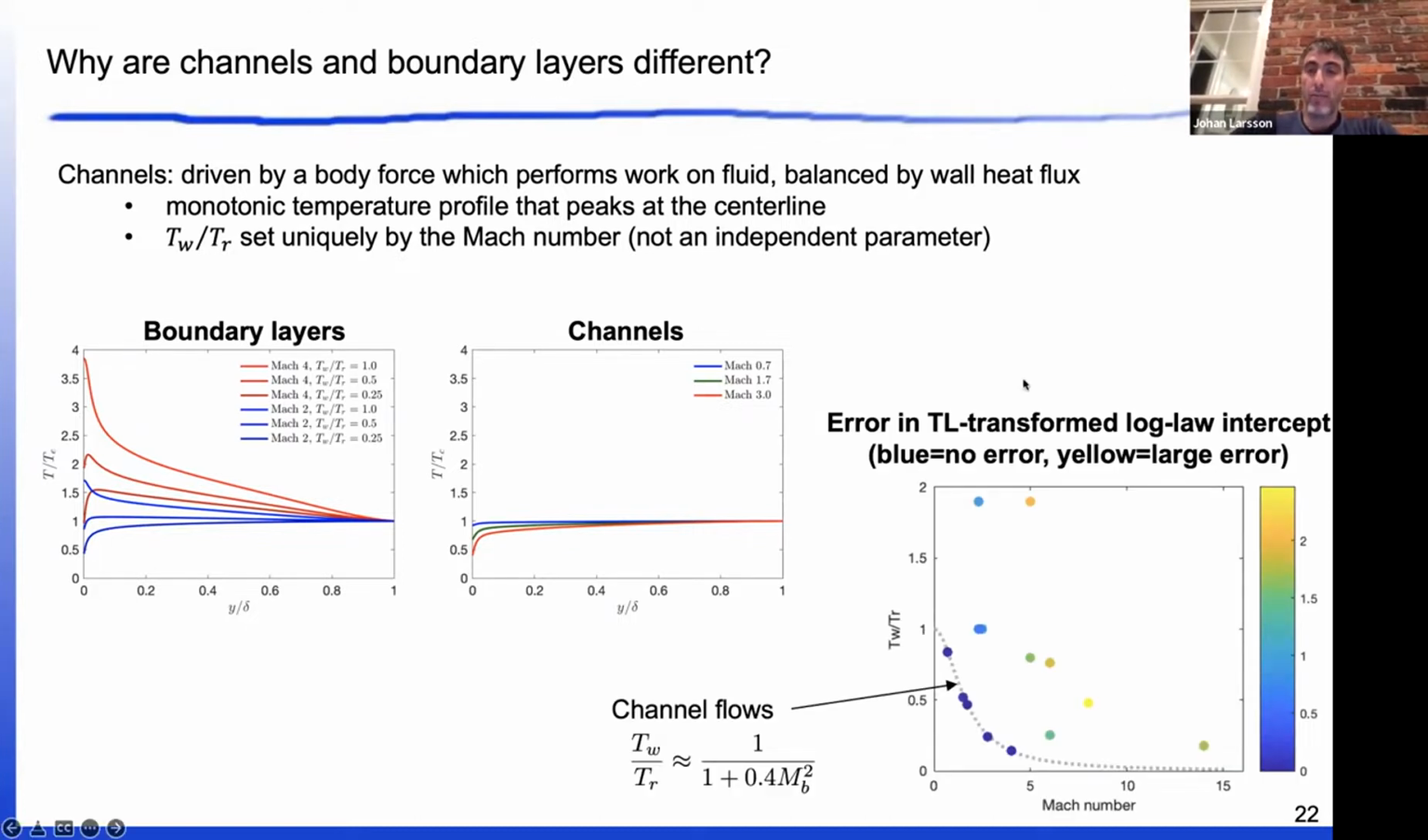And in fact, if we plot the error in the log law intercept after applying the transformation, the way to look at this is that the dark blue symbols mean that the transformation works perfectly, and the yellow means that there's a quite large error in the log law intercept. If we do this in a Mach number wall temperature parametric space, it turns out channel flows have to lie on this dotted line. Those are all the channel cases. So if you're on that line, the theory works, but almost all boundary layers are above that line, and then there is this systematic error. I still don't know why that is the case, but we at least know when it happens.